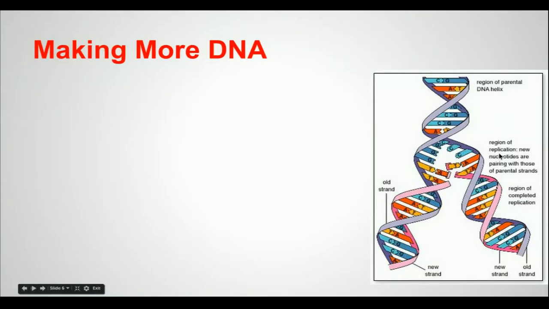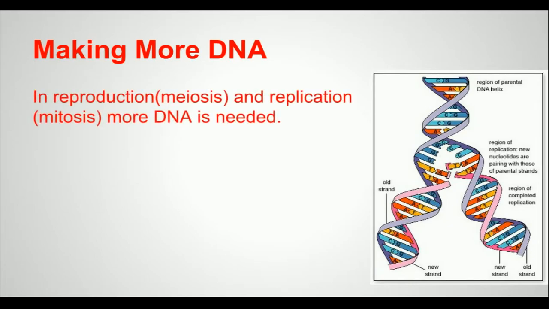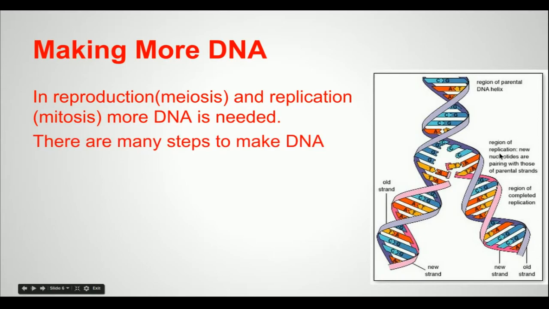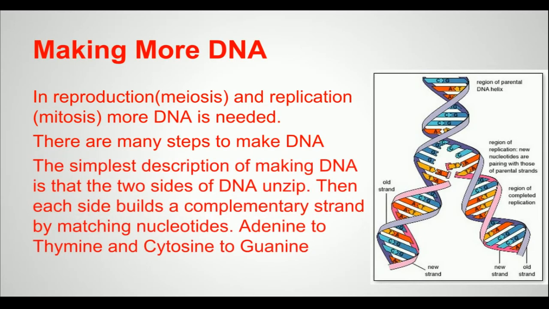So let's look at making more DNA. We can get real complicated on this. This is in both meiosis and mitosis. You need more DNA because you're making more cells. And there are many steps that you can do that are very complicated. You can look in your books, you can look on the internet to find the more complicated instructions if you want.